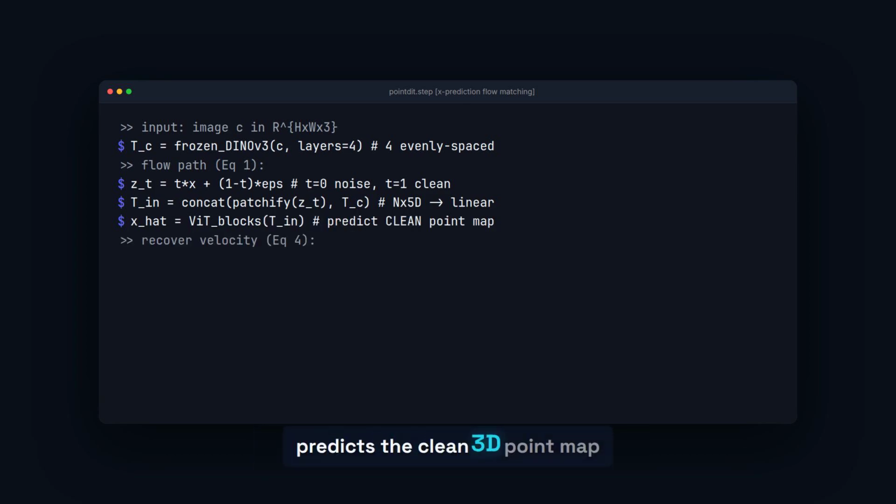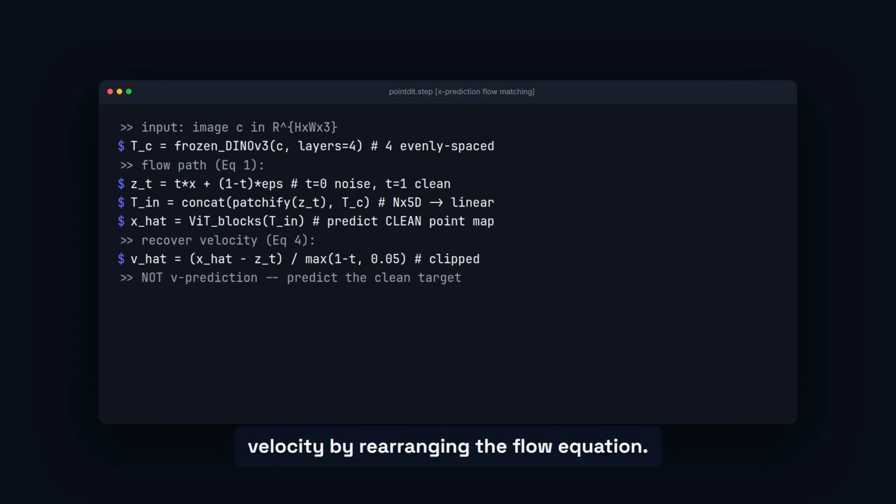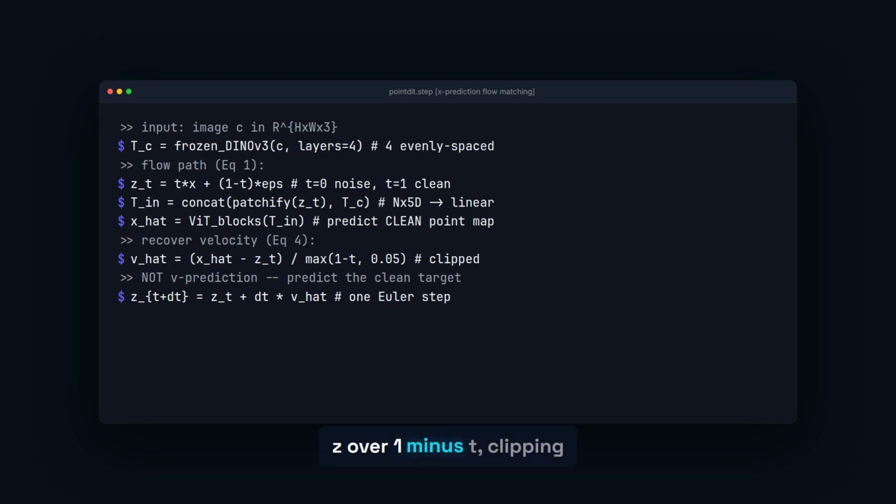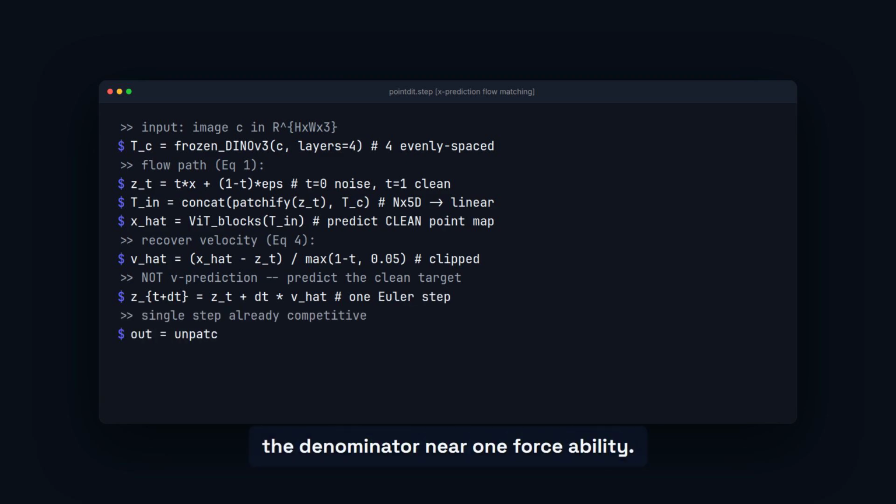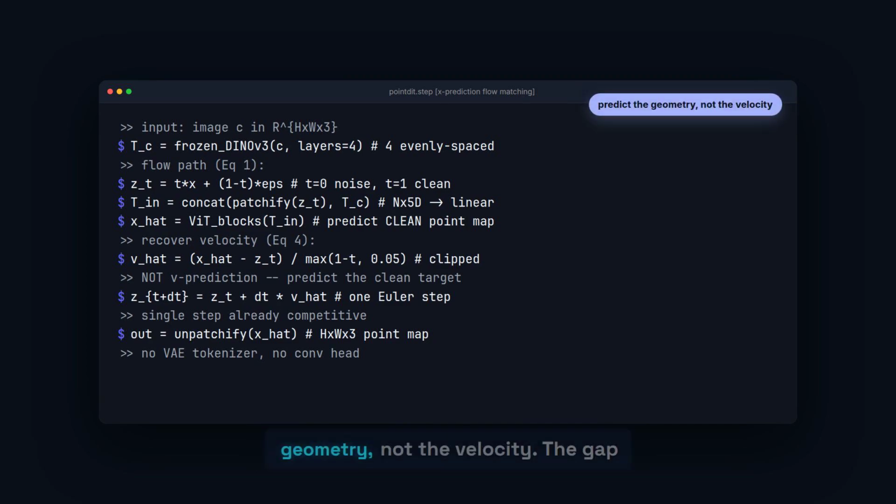The twist: predict the clean 3D point map directly, not the velocity. Recover the velocity by rearranging the flow equation. V hat equals x hat minus z over 1 minus t, clipping the denominator near 1 for stability. Take one Euler step. A single step is already competitive. Predict the geometry, not the velocity.